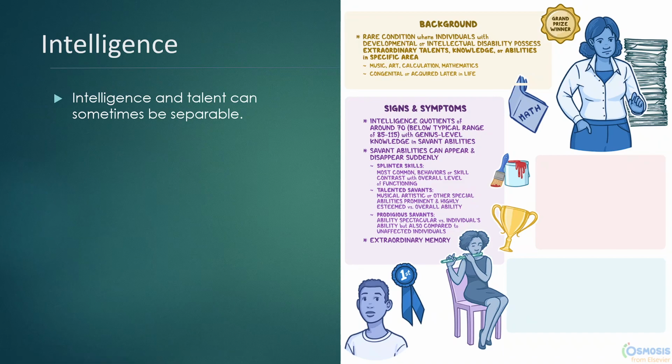Some signs and symptoms that might indicate that a person is a savant is that they have an IQ, an intelligence quotient, that's somewhere around 70, definitely below the average range. So they have what would be characterized as probably two standard deviations below average intelligence, but then they have this genius level knowledge in their savant abilities. And they can appear and disappear quite suddenly. Sometimes people will have savant abilities show up and be there briefly and then they'll go away.